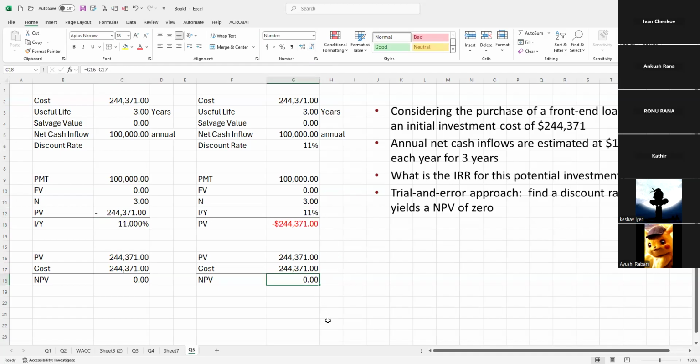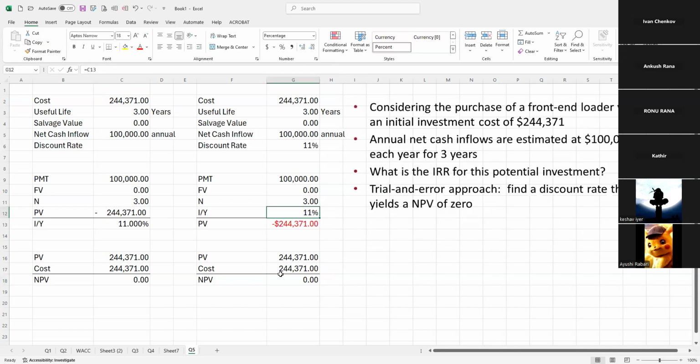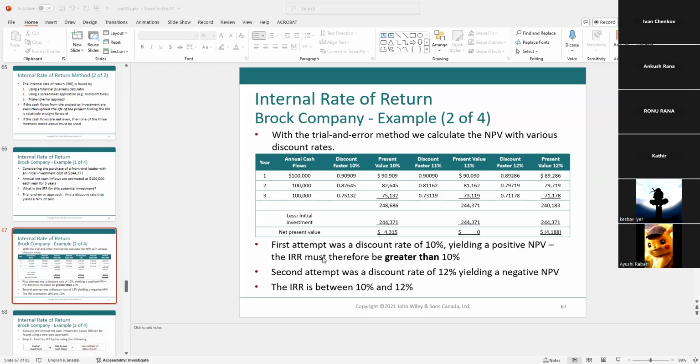So did I get net present value down to 0? Yes, I did. So what's the internal rate of return of this project? 11%. So this is how they're doing it. We can avoid this one. Yes, internal rate is between 10 and 12%. So that means it's exactly 11%.